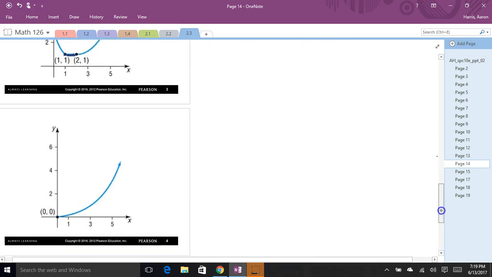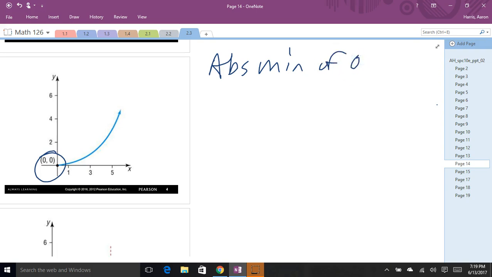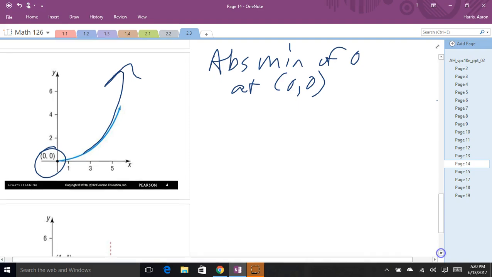Alright, let's keep going. This right here would be an absolute minimum. Again, the absolute min is 0, and it occurs at 0, 0. This is not a local min because it's at an endpoint, but it is an absolute min on this entire graph. That's the lowest point. Is there an absolute max? No, this thing just keeps going up, so there's no highest point. There's also no local max, which would be the top of a mountain.